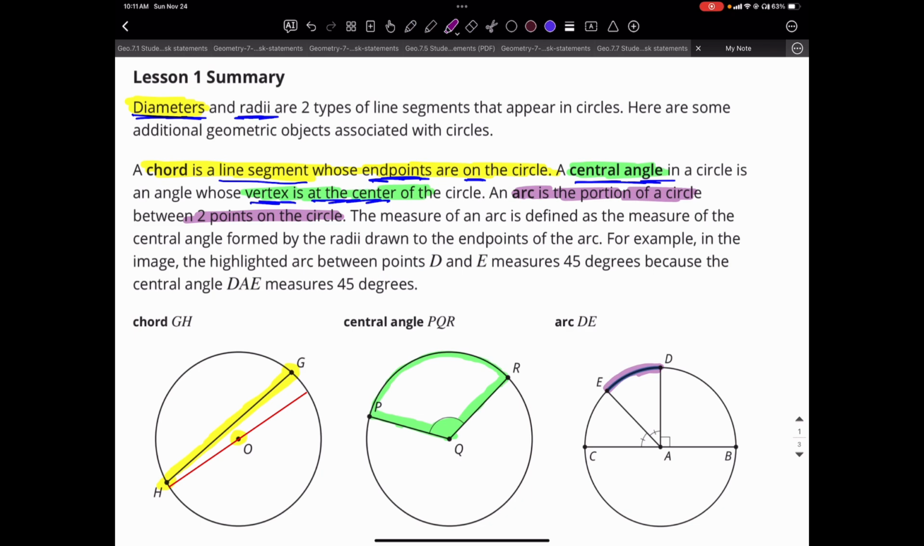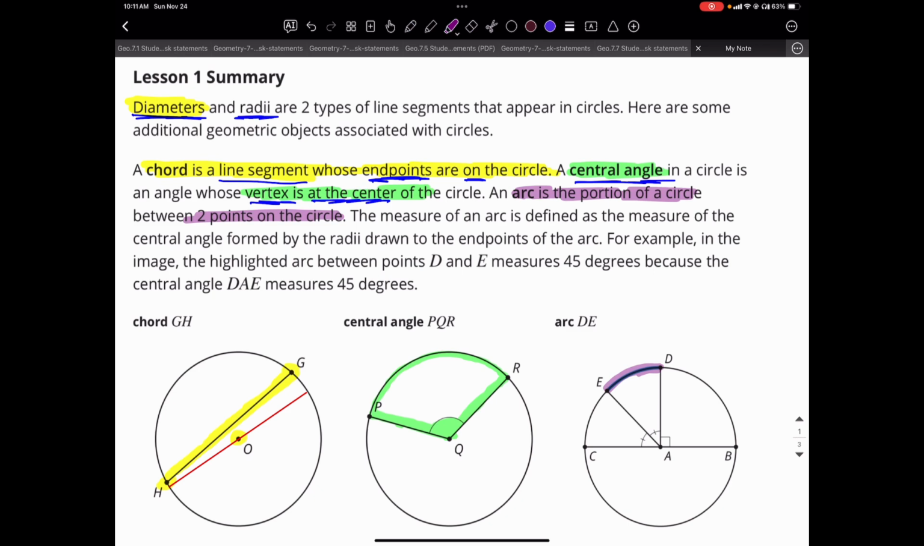And that is one of those things that you need to know. You're expected to know this, you're expected to identify, recognize it, and use it in the application or computation of whatever problem they're giving you, right? So the measure of an arc is defined as the measure of the central angle formed by the radii drawn to the endpoints of the arc.